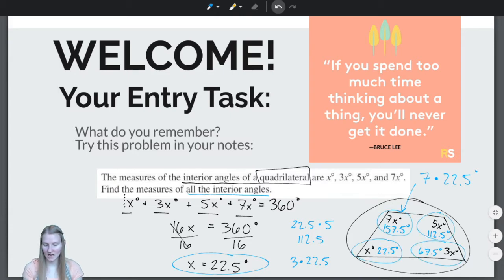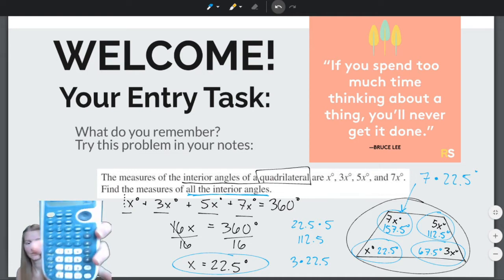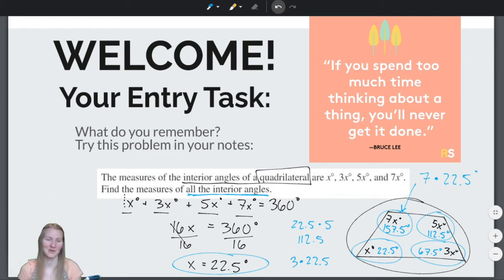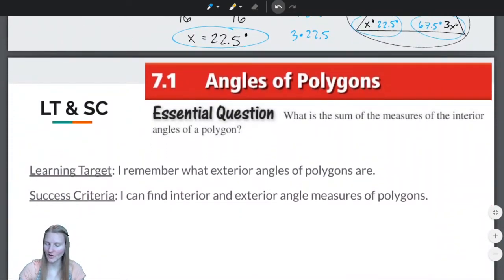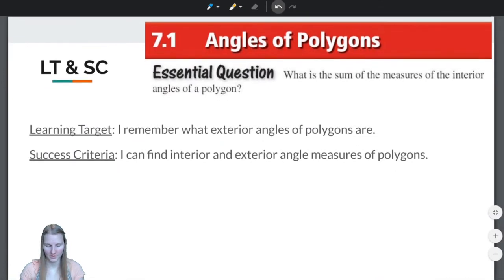Once we plugged in x, we found what the measures of the interior angles were. Now we can check our answer by doing 22.5 plus 157.5 plus 112.5 plus 67.5, and we need to get 360 when we do that. And we do. We do get 360. So, awesome. We are finished, and let's move on to what we have for today.